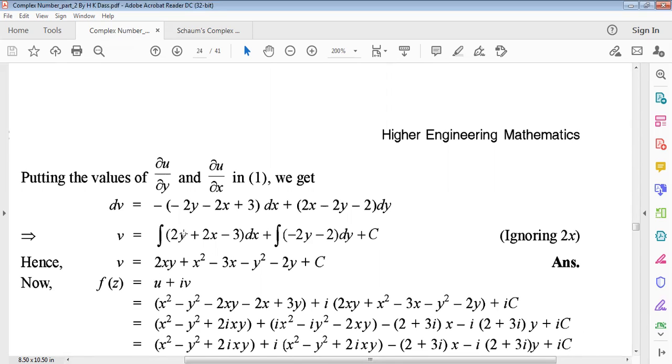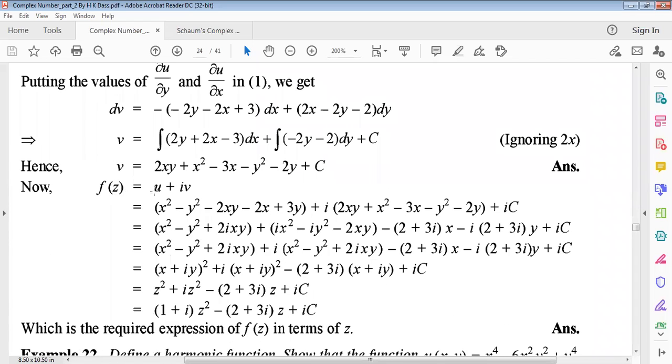So v equals, after integration, we get twice xy plus x square. X integration what? X square by 2, so 2 cancels, only x square, and 3 integration what will be? Minus thrice x. So this y square by 2 and 2 cancel, so minus y square and minus 2 into y. Okay, 1 integration y with respect to y. So plus c. So v equals this.